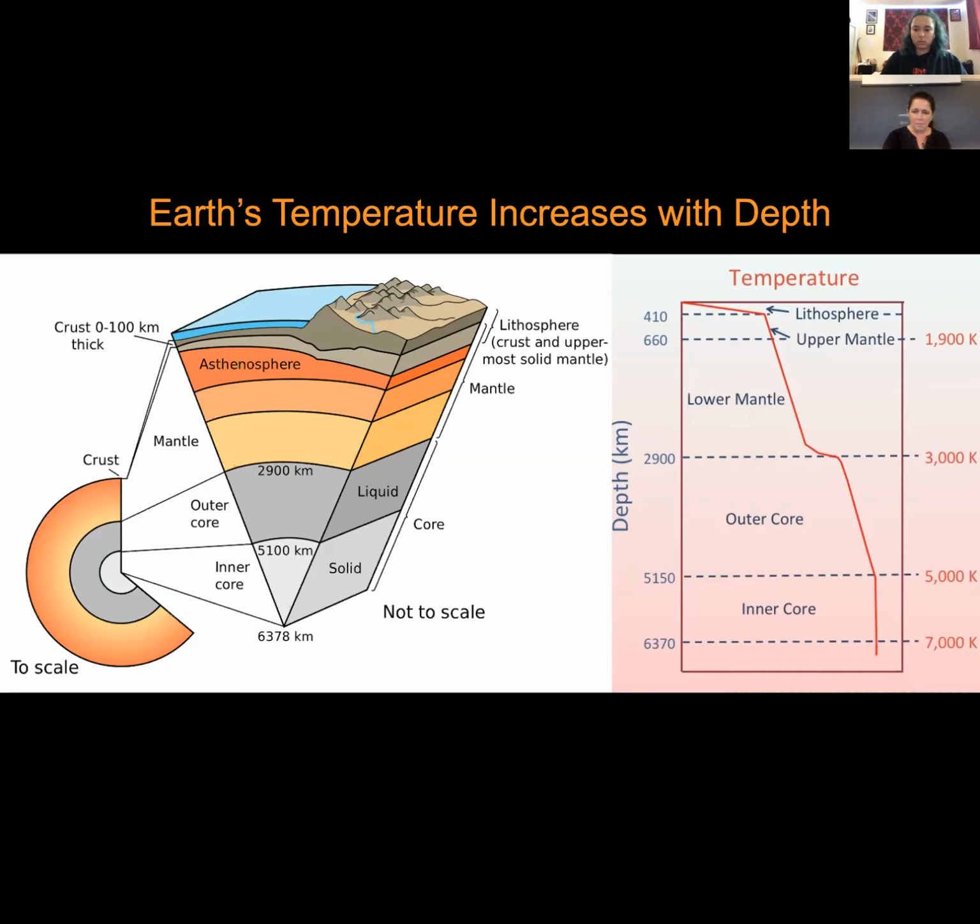The rocks and the chemistry of the inner core, outer core, and mantle are a lot more conductive. So the heat is transmitted better through those rocks, and that's why you see the steep line increase from, let's say, 1900 Kelvin to 3000 Kelvin and on. So the steep line is a fast increase in temperature. The shallow line is a slower increase.